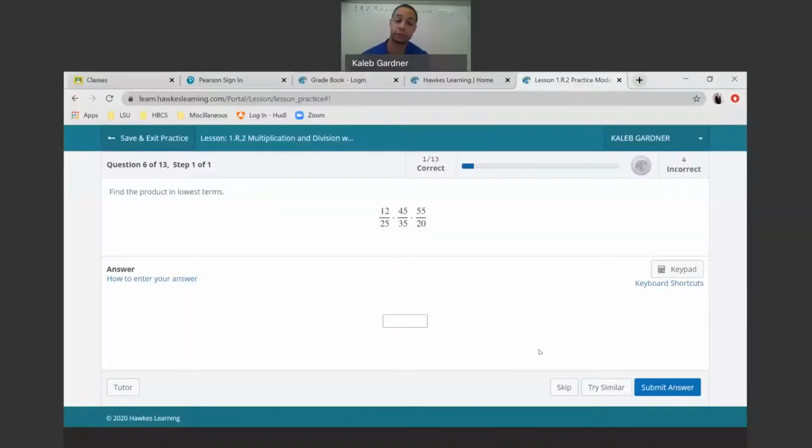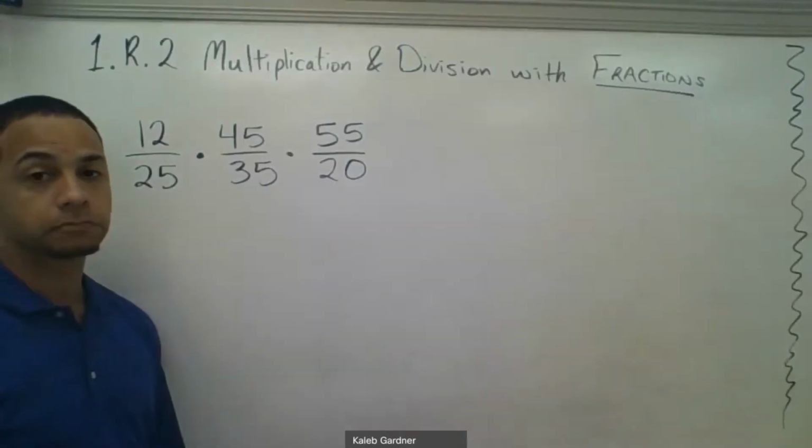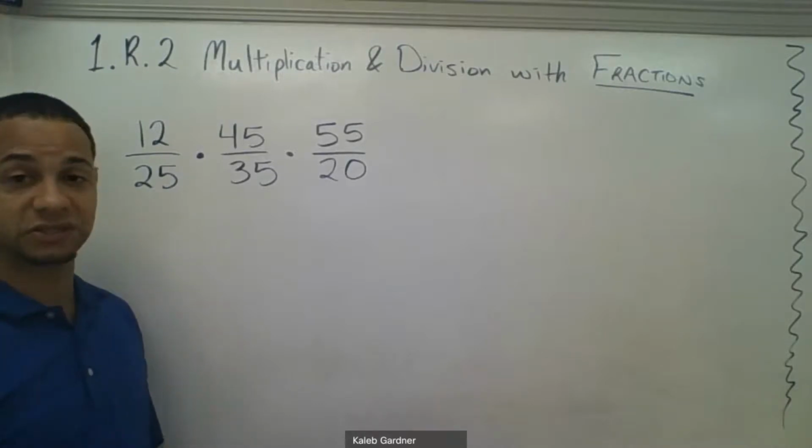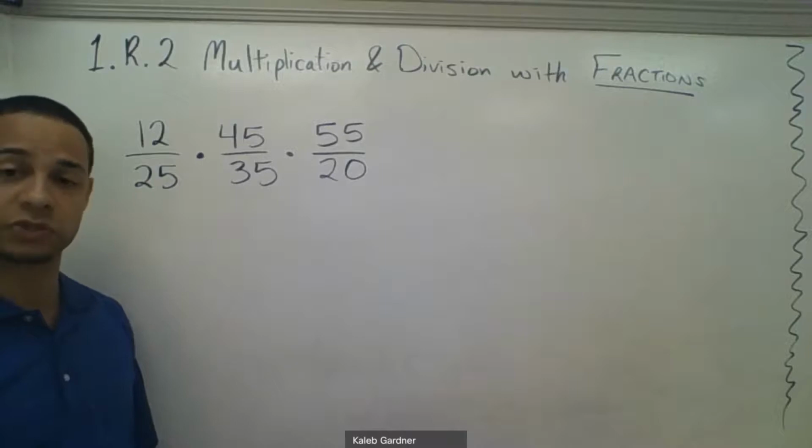All right, so this one's going to be a little bit more interesting. 12 25ths times 45 35ths times 55 20ths. All right, so we need to do the same thing here. We need to reduce. All right, there it is. Sometimes these things look a little intimidating, but let's reduce what we can.